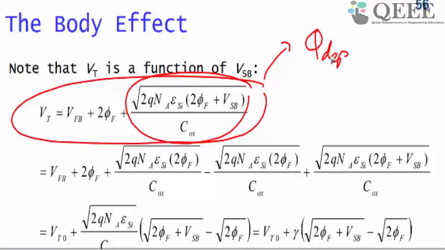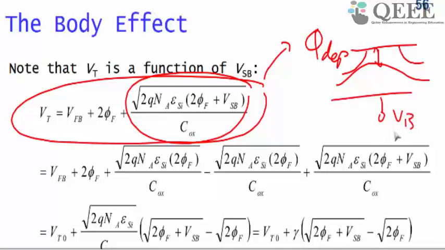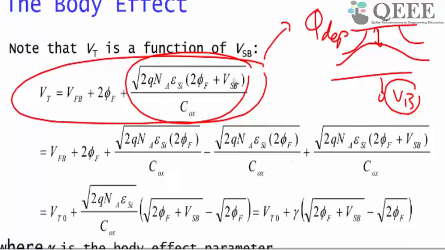If you vary the substrate bias, for example, if you draw a transistor like this one, we saw the depletion region is somewhere like this. So the extent of the depletion region will depend upon the substrate bias. Any change in the substrate bias modulates this depletion charge, which in turn modulates the threshold voltage. So just like in any reverse bias PN junction, we need to add the substrate bias inside this square root expression.